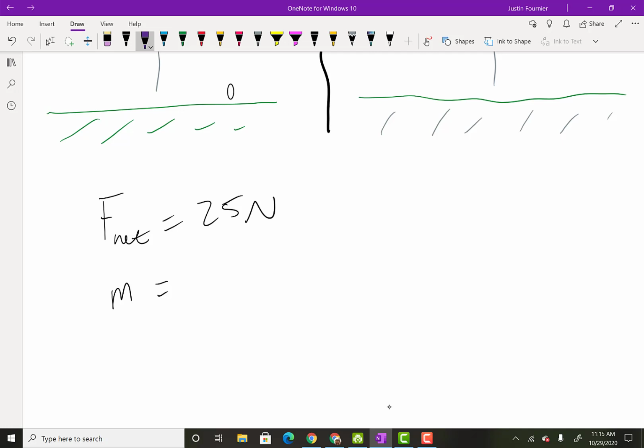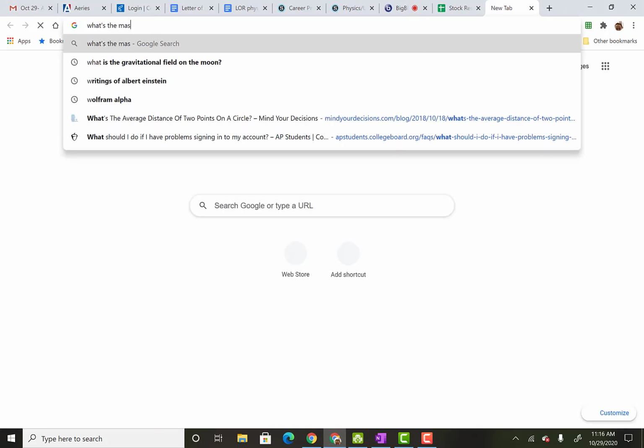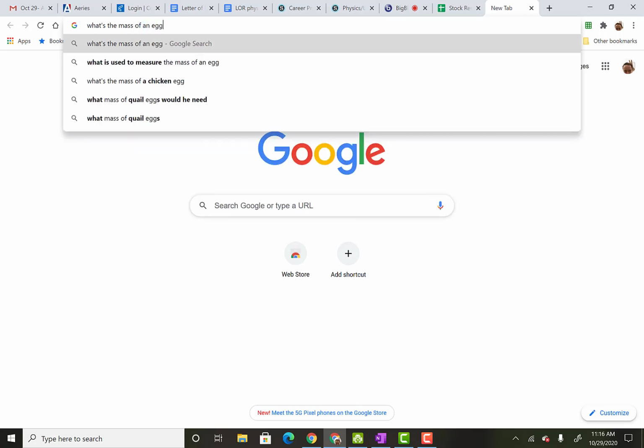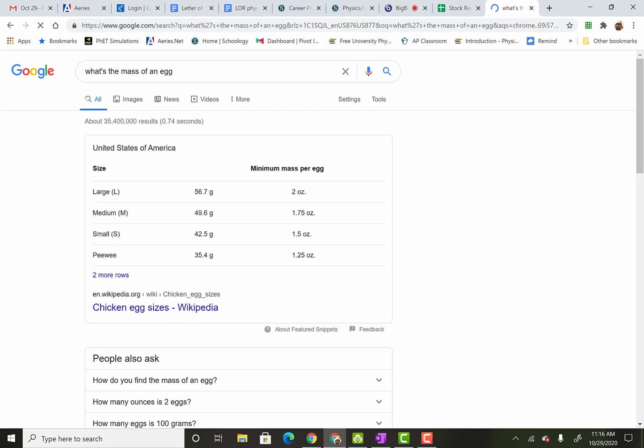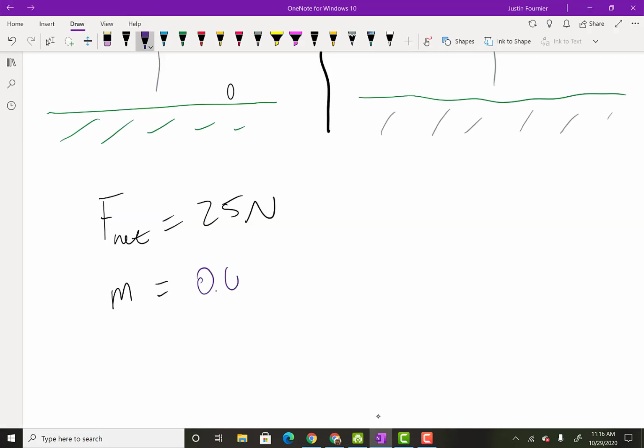Feel free to look up on Google the mass of an egg. That's fine. You can Google the mass of an egg. I'm all right with that. So here we go. I can Google what's the mass of an egg. So average mass of an egg, a large egg, 56.7 grams. So that's 0.0567 kilograms, I'll say. Again, whatever one you used. If you used a medium egg, you can use that.